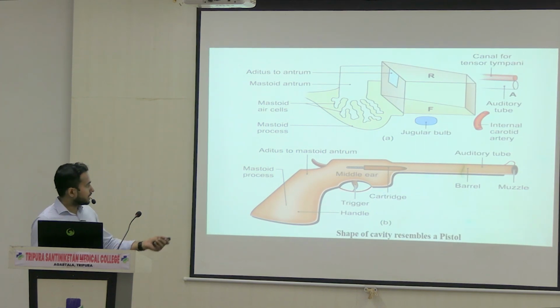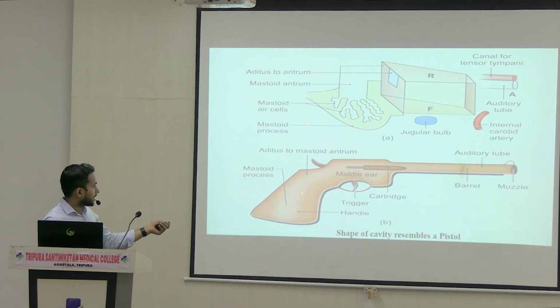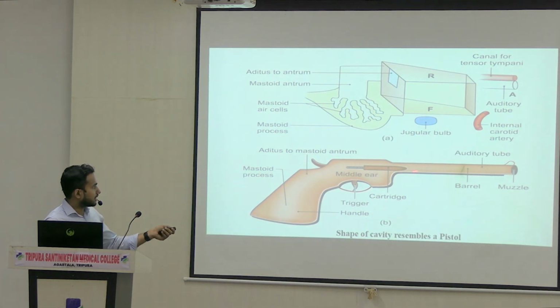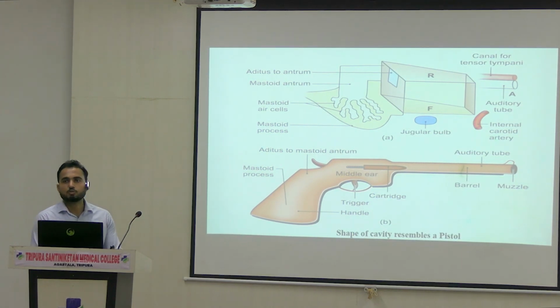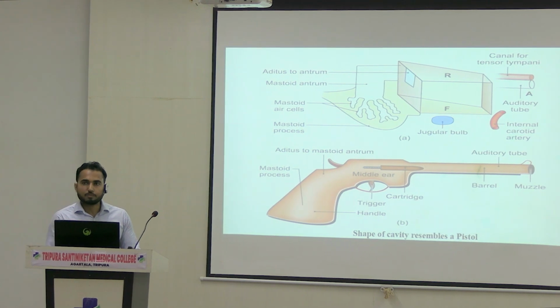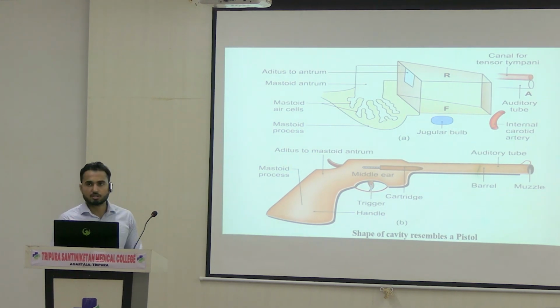ठीक है. Now here, I hope you know, this is the handle of the pistol. Okay, which is formed by the mastoid process, and the upper part of the handle is made up of the mastoid antrum. Now this particular part is the cavity, the middle part, and the barrel is formed by the auditory tube. Okay, so this is how, when you are taking the section through the long axis in the petromastoid bone, the appearance is like a pistol.